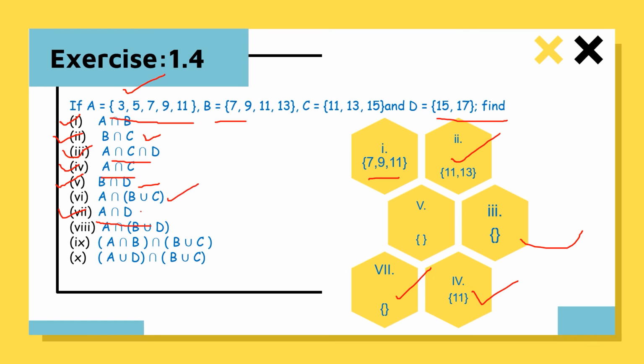So, remaining questions. See here, these remaining questions have 2 operations. You have to write 2 steps. First, you need to identify what B union C is, and then with that set, you need to find the common elements of set A and that set.